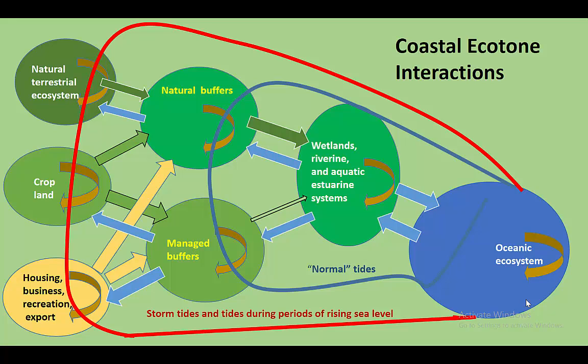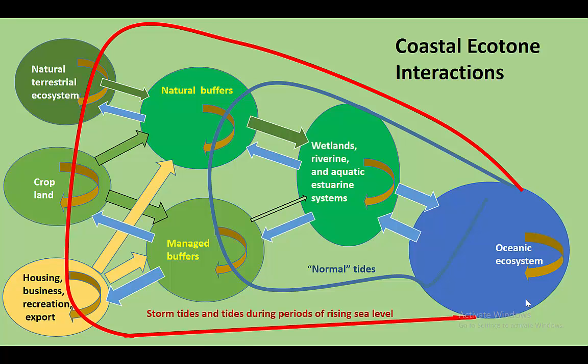Well, when we showed up, we don't have all natural terrestrial ecosystems. We have croplands with their cycles, and we have housing and businesses and recreation and Lord knows what goes on in those areas. And then they feed into the buffers. Now, when you get storm tides and sea level rise, then you have this bigger loop here, which shows the flux is going to be up into the croplands, into the natural, and into the housing, business, and recreation, and so on. And the export from there is going to go down and through these systems.